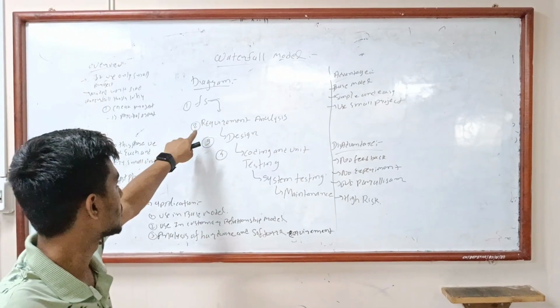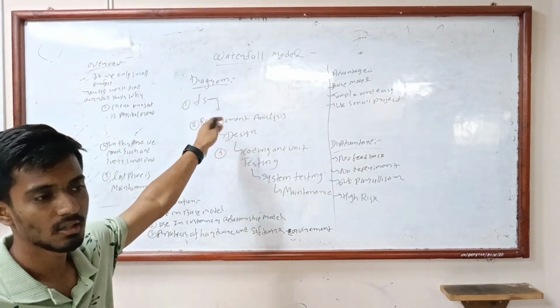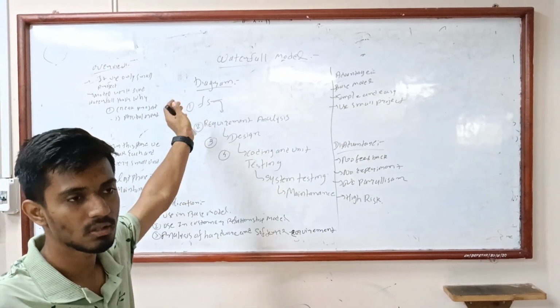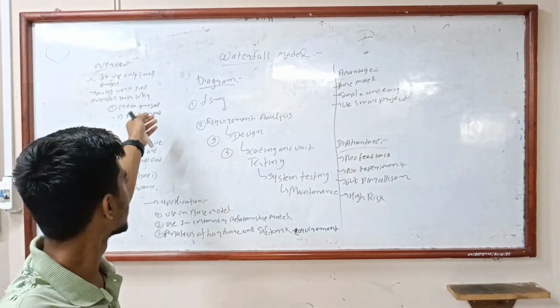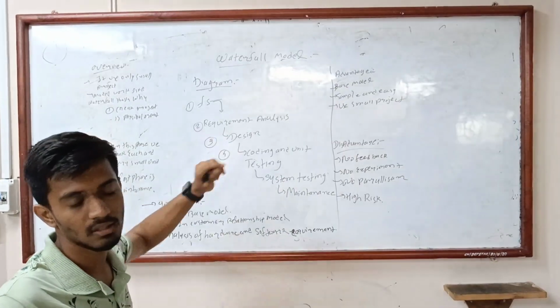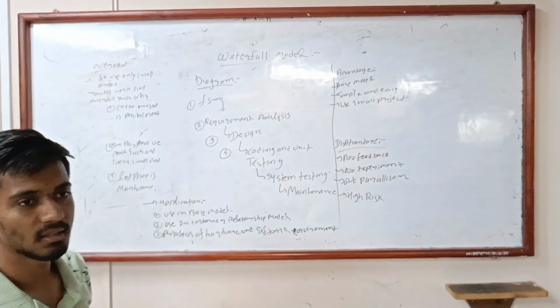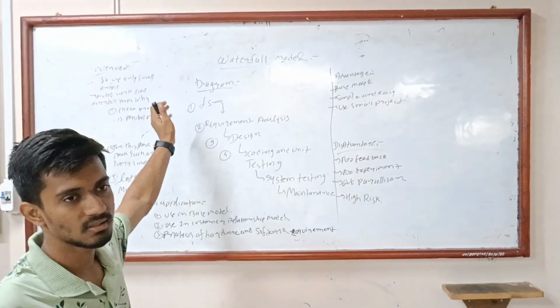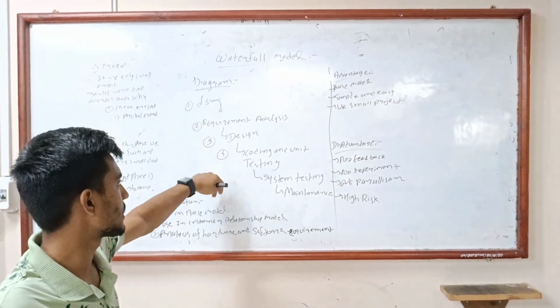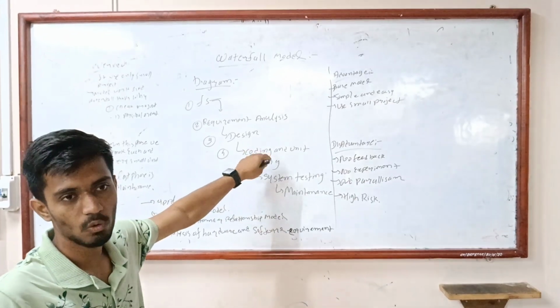The next step is requirement analysis. Here we check the requirements of the client. The next phase is the design phase. In the design phase, we analyze the requirements and then we design the project. The fourth stage is coding and unit testing.